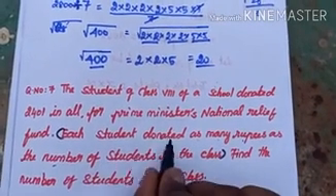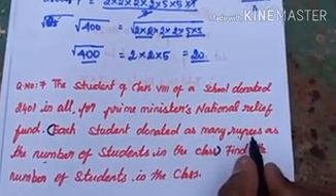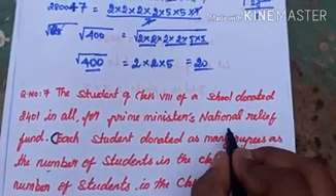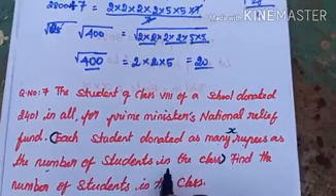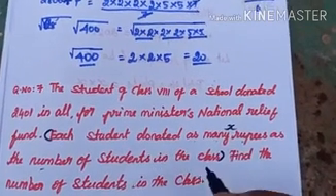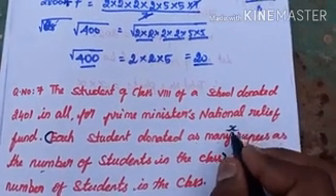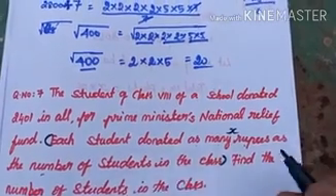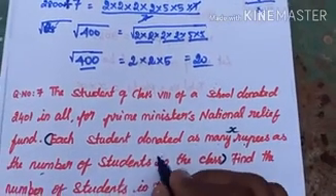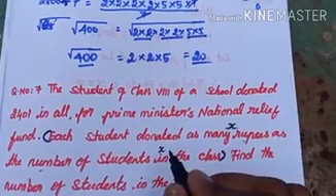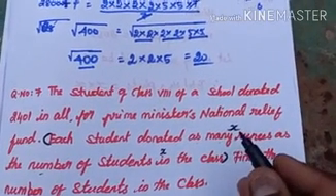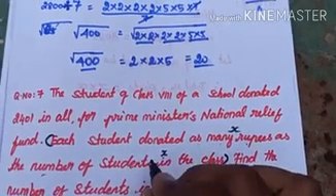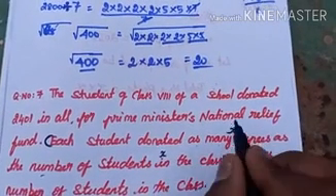You can read this sentence only. Each student donated as many rupees, but we don't know it. We take x rupees, as the number of students in the class. As the number of students in the class means this x is always equal to the number of students in the class. So the number of students in the class is x. So what is the donated amount? The donated amount is the multiple of each student's amount into the total number of students, x into x. So this is the concept.